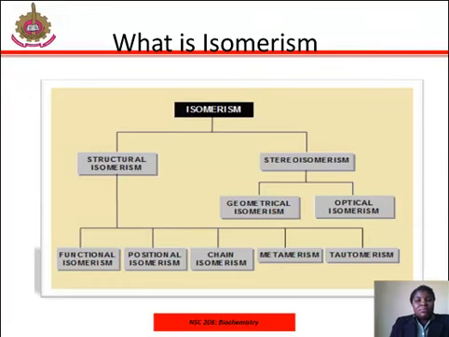What is isomerism? Isomerism is a phenomenon whereby certain compounds with the same molecular formula exist in different forms owing to their different organization of atoms. Since isomers have the same molecular formula, the difference in their properties must be due to the different modes of the combination or arrangement of atoms within the molecules. Broadly speaking, there are two types of isomerism. We have structural isomerism and we have stereoisomerism, which are further classified into subclasses, as you can see in the picture on your screen.